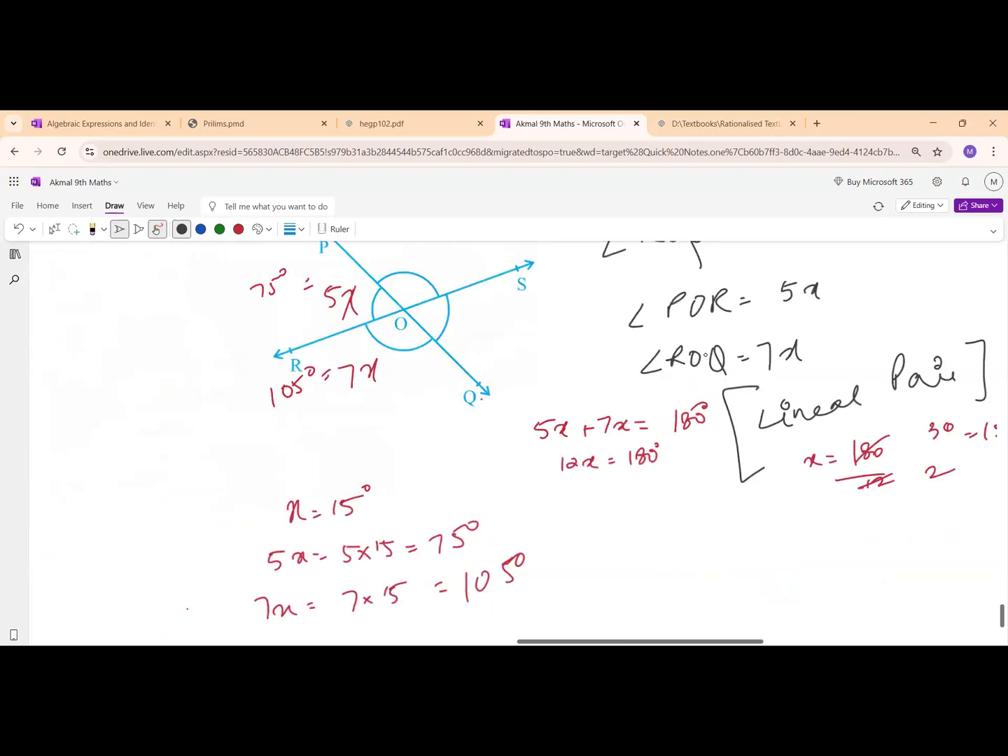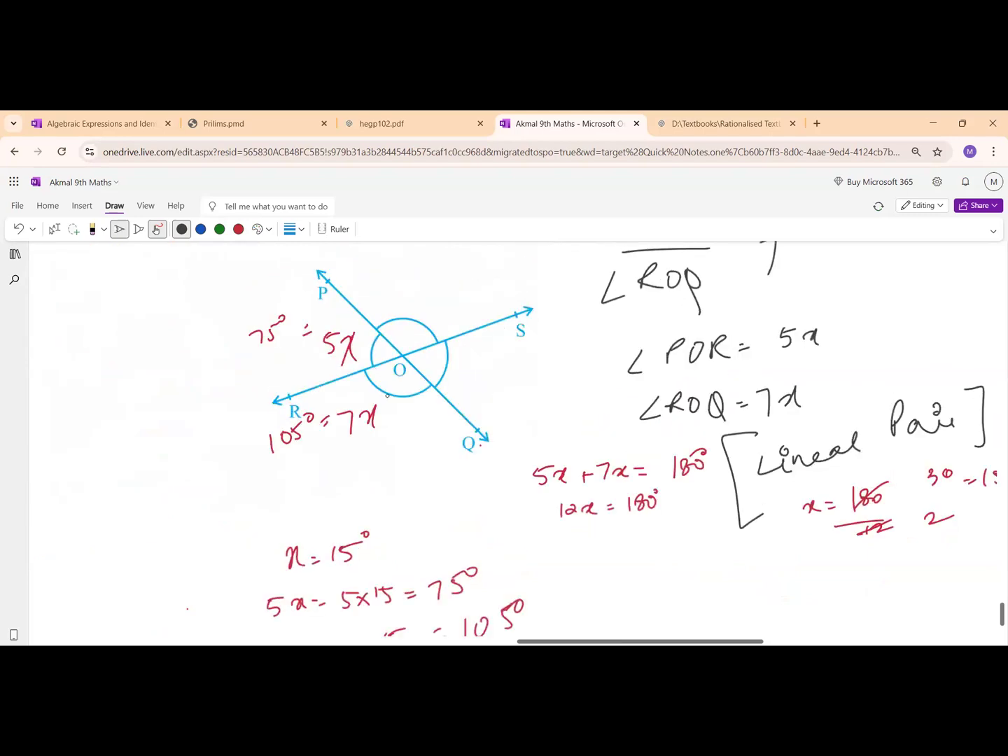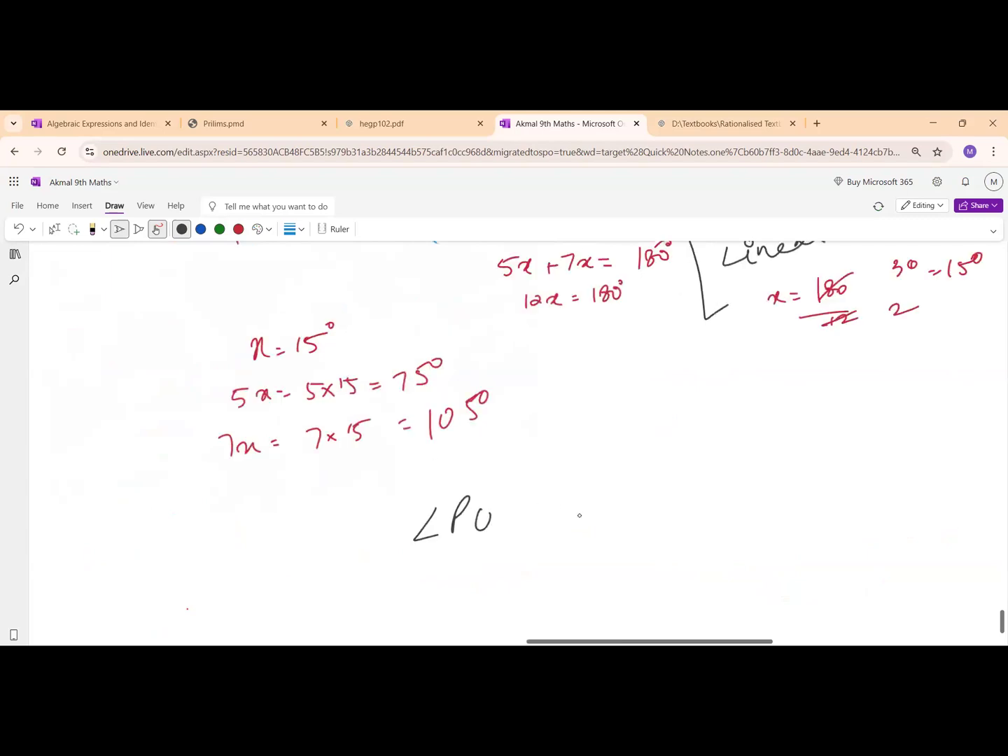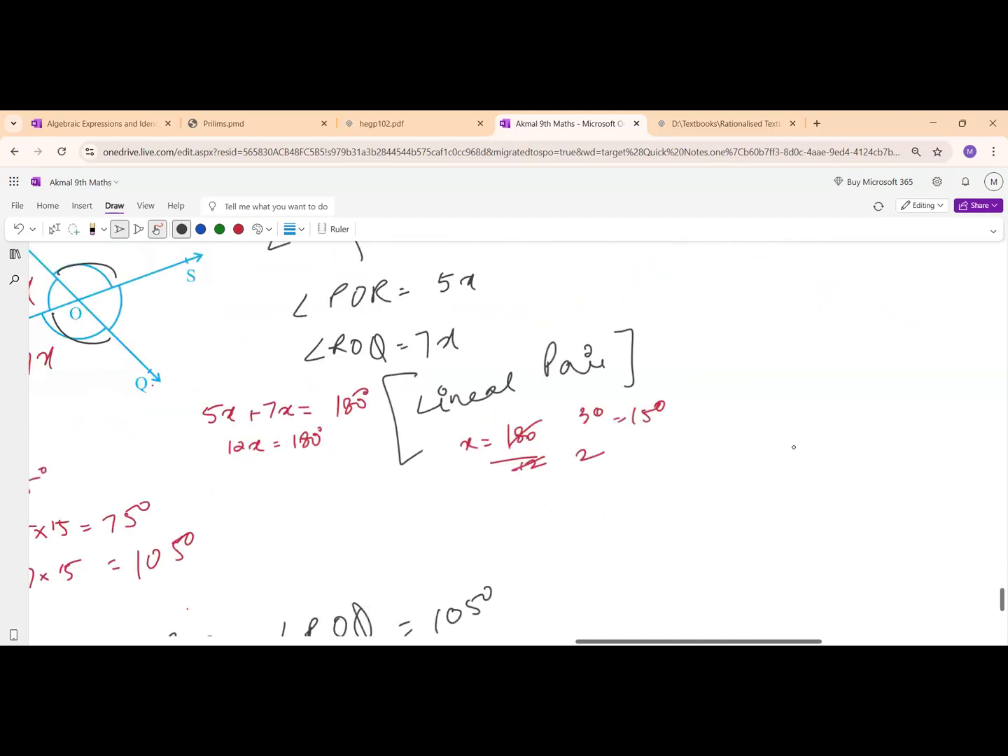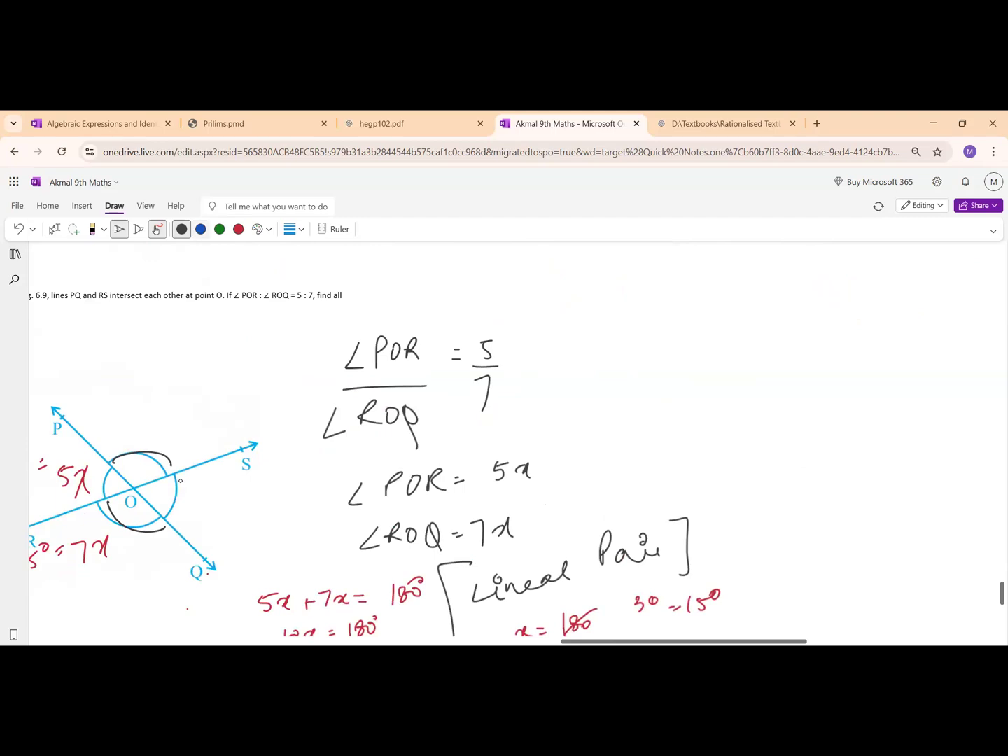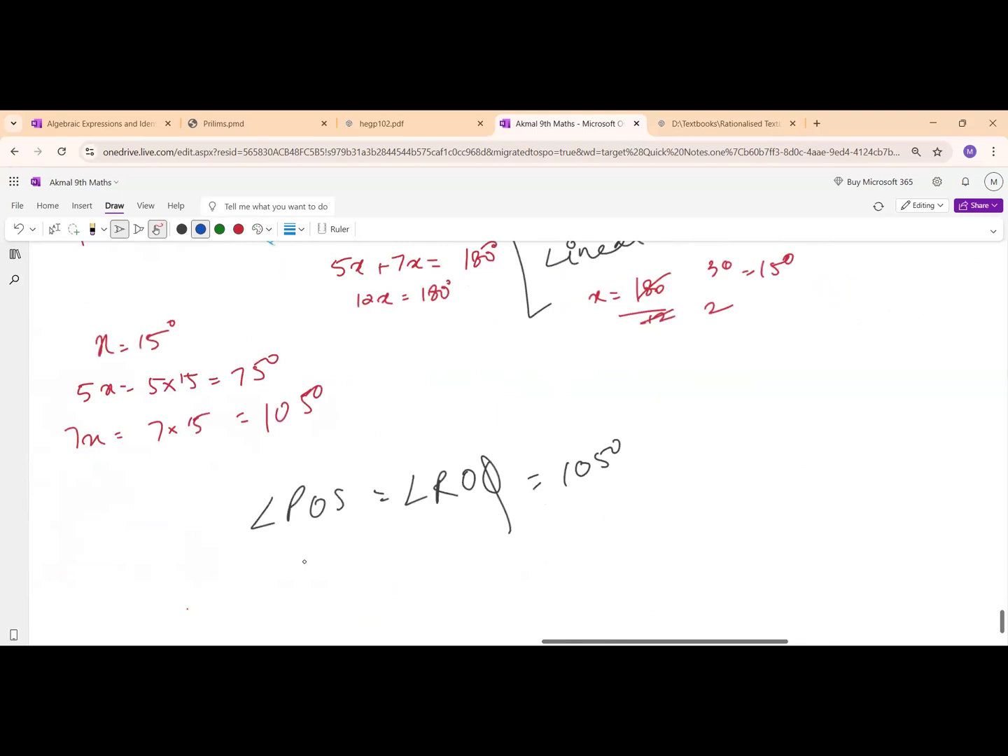Now, I can say that angle POS is equal to angle ROQ because vertically opposite angles. So I'm going to write angle POS is equal to angle ROQ, and angle ROQ is equal to how much? 105 degrees. And similarly, angle SOQ is equal to angle POR, that is equal to 75 degrees. The reason for both of them is vertically opposite angles. Clear, Akmal? How do we do these type of questions?